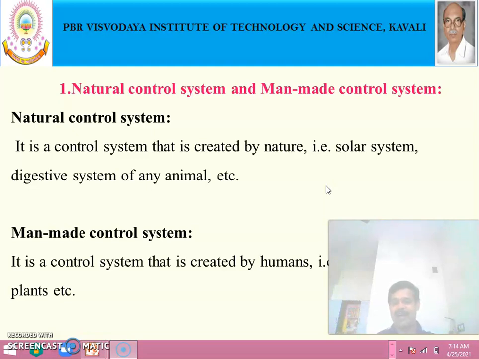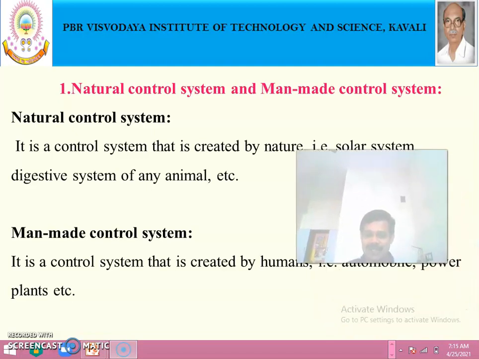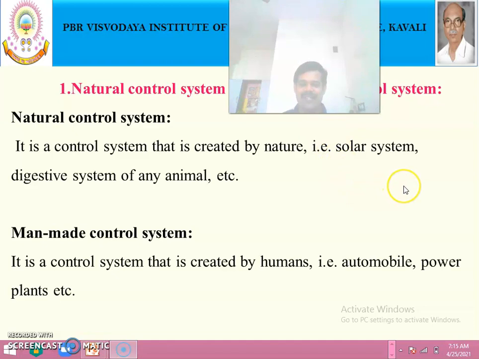Okay. So examples are the solar system and the digestive system. These are natural control systems. A man-made control system is a control system created by human beings, such as an automobile, fan, or power plant. These are control systems produced by humans.